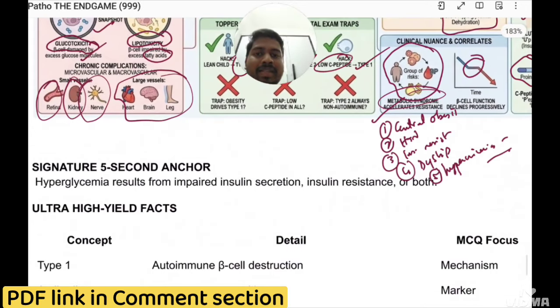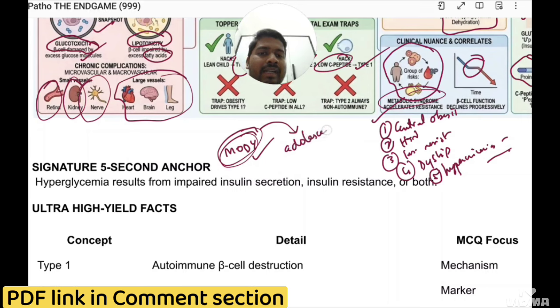Also remember that there is something called MODY, which is maturity onset diabetes of the young. Basically, there are some defects in the enzymes in the glycolysis pathway, because of which glucose is not metabolized properly and there is hyperglycemia. These people usually present in adolescence and early young adulthood. So any young adult presenting with diabetes, always think about MODY, and there will always be a 100% family history of diabetes.